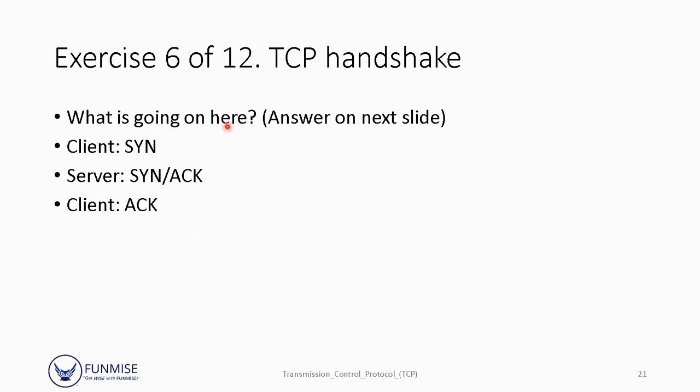Next, exercise 6 of 12, TCP handshake. What is going on here? So I see client, SYN, server, SYN, ACK, client, ACK. And maybe I don't know what this means. So what's going on here?